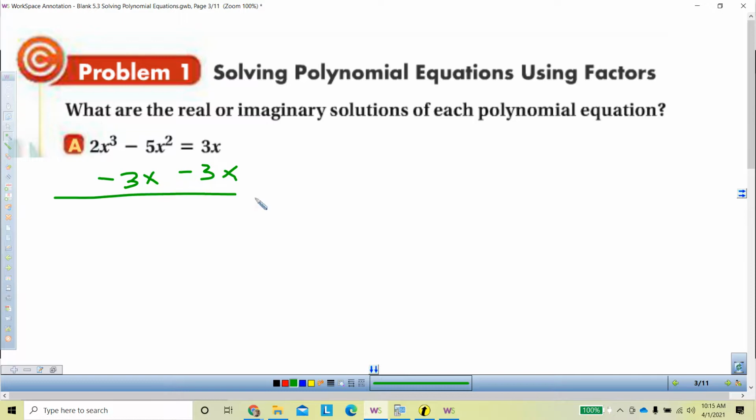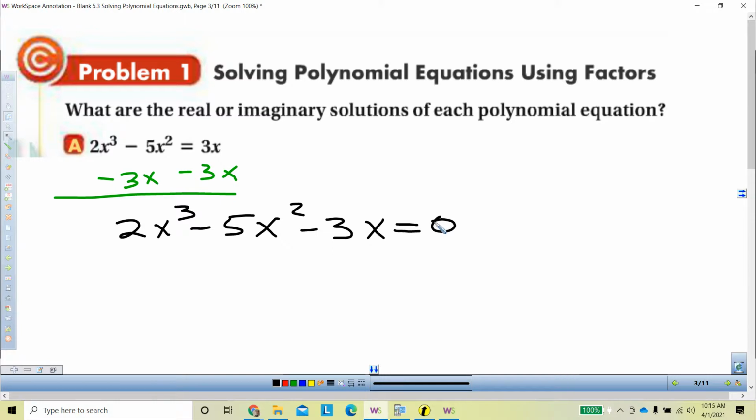So I'm just going to subtract that 3x. You get 2x cubed minus 5x squared minus 3x equals 0. So again, the hardest part of this section is recognizing what to do. So I look at this thing, tell me, what should I do? Take an x out, right? Everyone has an x, so I can factor an x out.